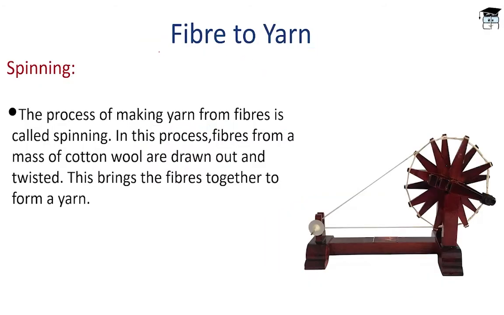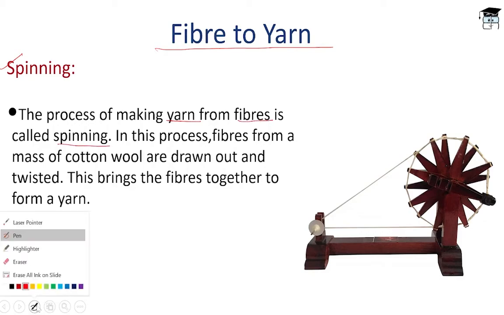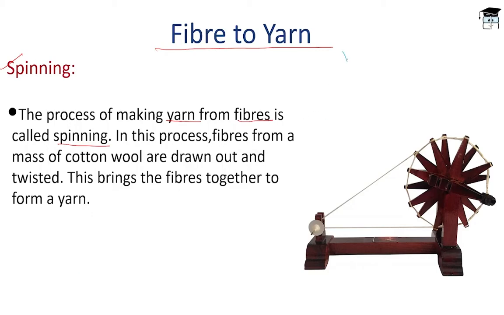Starting with fiber to yarn. Now this is divided into just one step, that is spinning. The process of making yarn from fibers is called spinning. So we know what is spinning. Spinning is the process of making yarn from fibers. But how is it done?